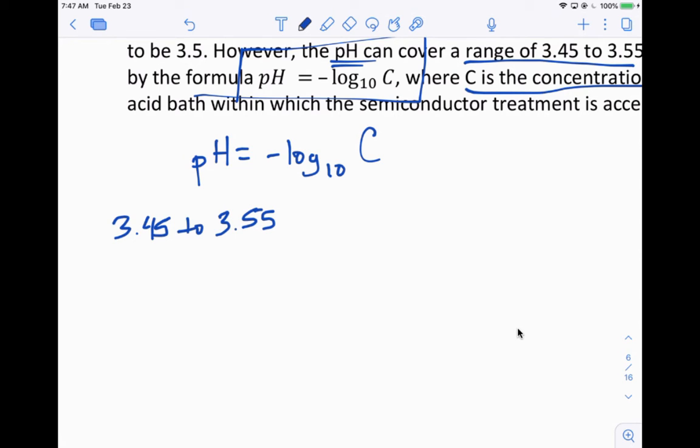Does that mean I need to find everything from 3.45 to 3.55? No, I need to also find a C range. So let's start with the bottom of this range here. If my pH, the lowest acceptable one, is 3.45, what concentration is going to give me that? So we're here now. All right.